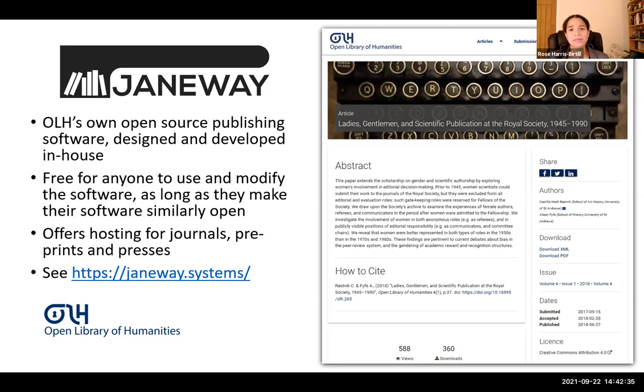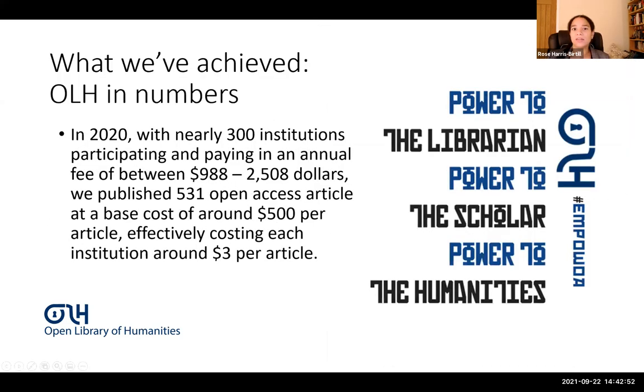Now, because Janeway was developed in the open, anyone can send in feature suggestions, and it's also useful for extra revenue generation because it offers hosting for journals, preprints, and presses, which helps to pay the staffing costs for its developers. So what has the OLH achieved then? Let's take a look at the OLH in numbers.